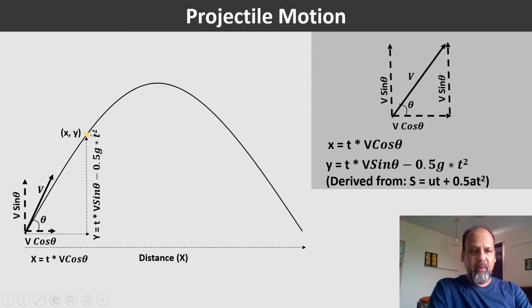But the vertical distance is a different story, because it would be derived from the equation s equals ut plus half a t squared, because this is undergoing acceleration, in this case retardation. The formula would be s equals ut, where u is v sin theta, into t, plus 0.5 into minus g into t squared. So this is the equation.